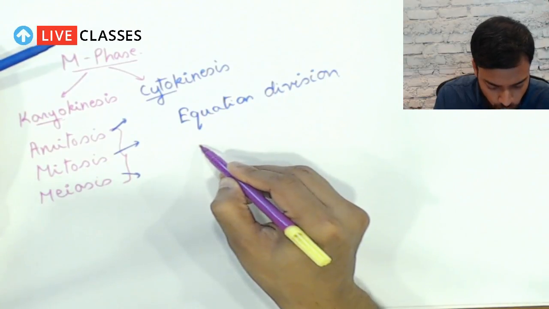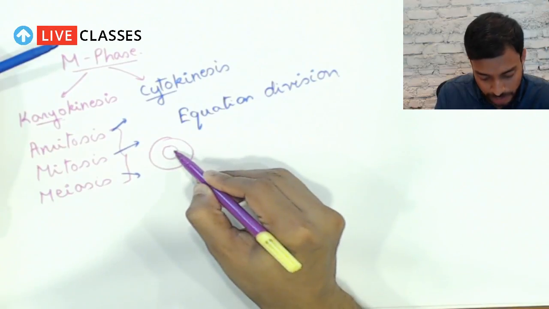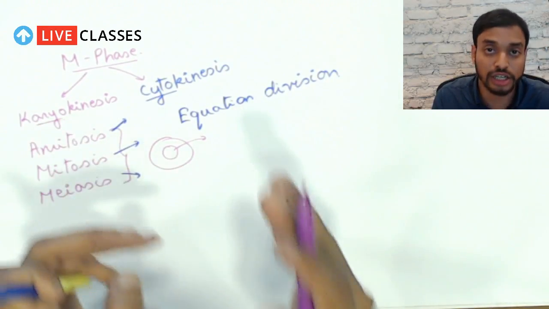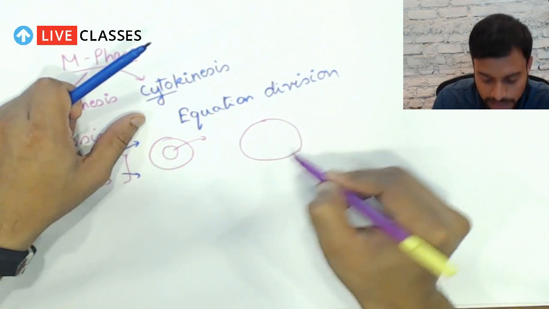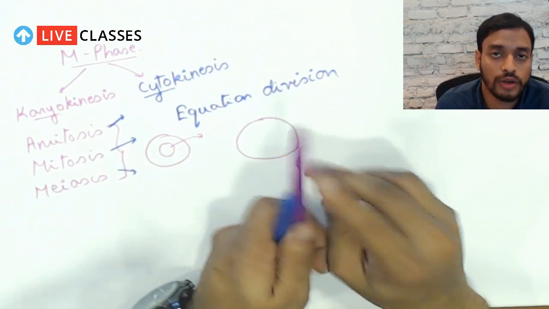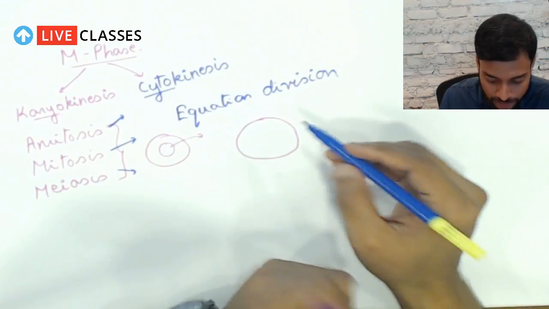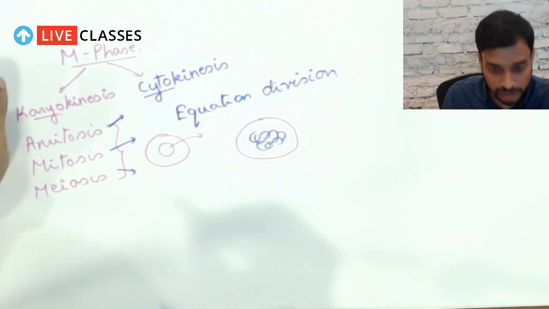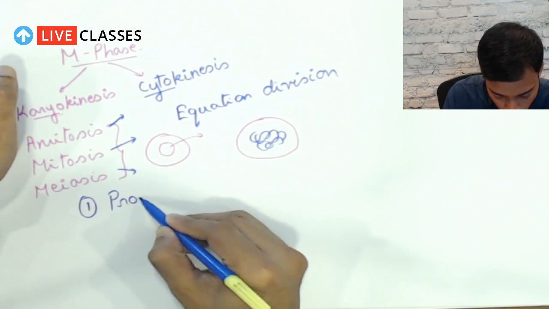Let's draw. We'll draw a cell, and inside that we have the nucleus. From now I will represent the nucleus only. You take into consideration that I am showing the nucleus. So let's draw the nucleus. Here we have the nucleus, and inside the nucleus what do we have? We have chromosomes or chromatin network. Initially it is present as a network. So here we have the first phase, which is known as the prophase.